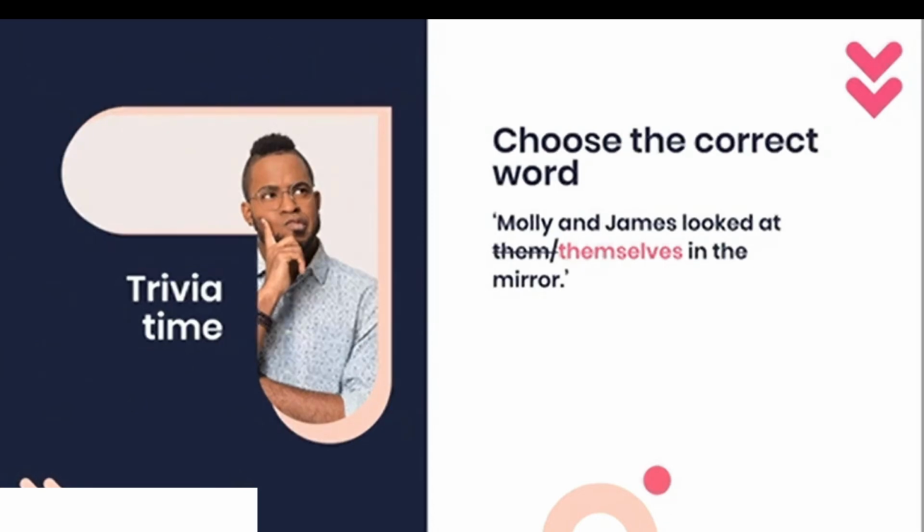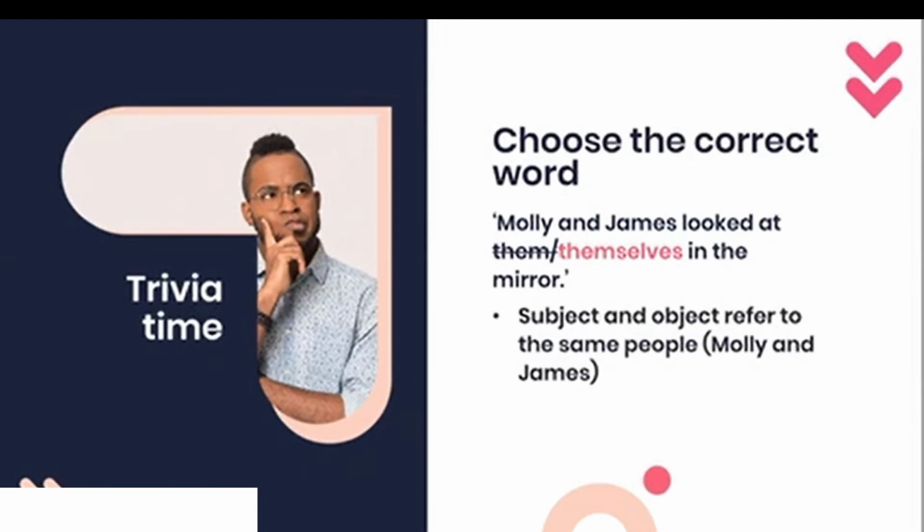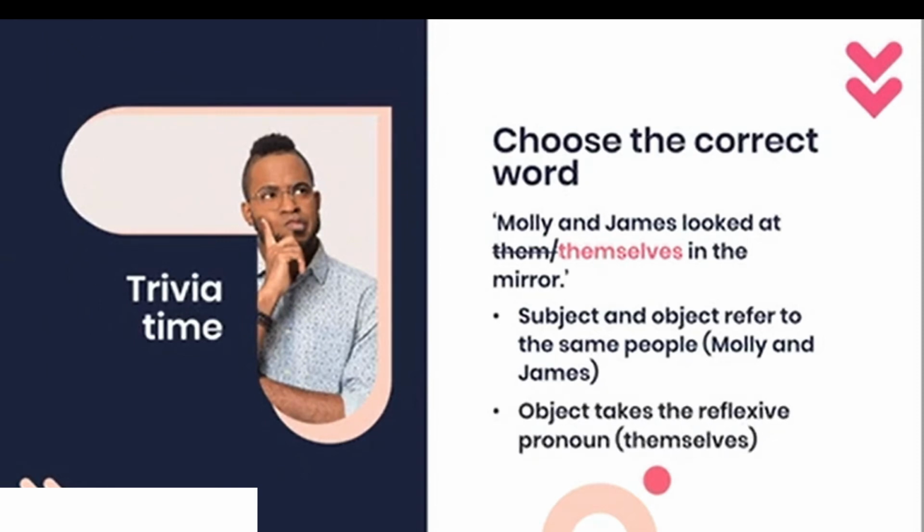It's the reflexive pronoun, themselves. Assuming that they are looking in the mirror and seeing their own reflections, it's clear that the subjects and the objects refer to the same people, Molly and James, and therefore the object takes the reflexive pronoun, themselves.